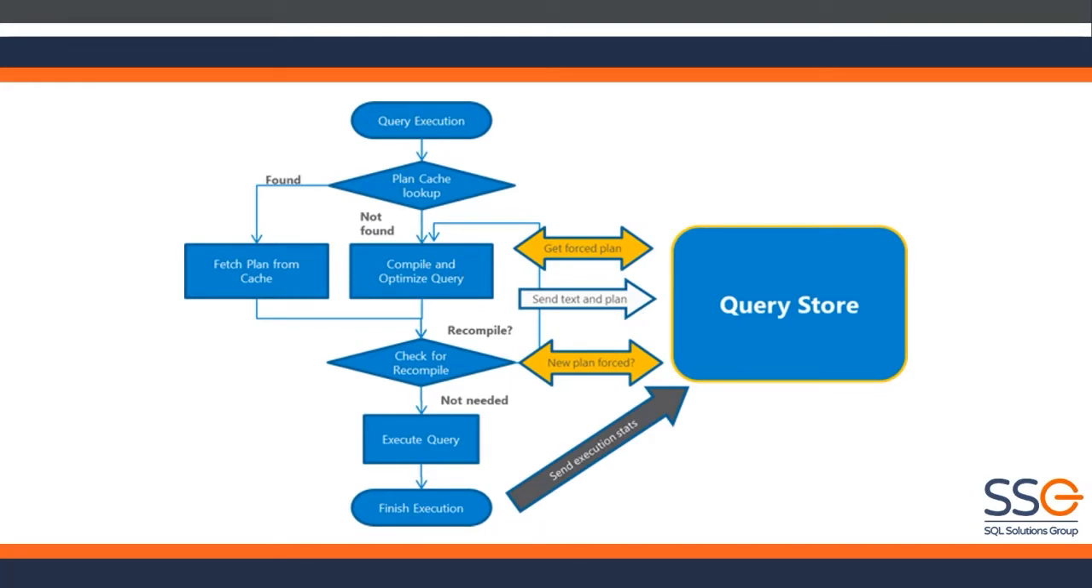So this is happening asynchronously, and we'll talk a little bit more about how to tune some of those knobs. And sometimes, as you see, it says plan forced. We'll get into that, how you can force some of those plans in case certain plans are better than others. And then after it executes the query and finishes it, it also sends the execution stats, the CPU utilization or the duration, different pieces of the execution over to Query Store as well to keep that.